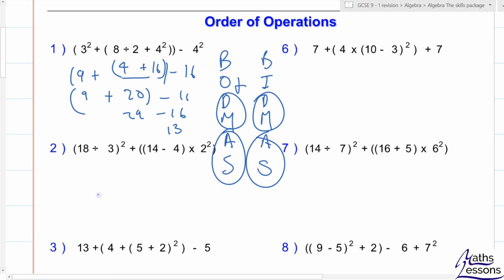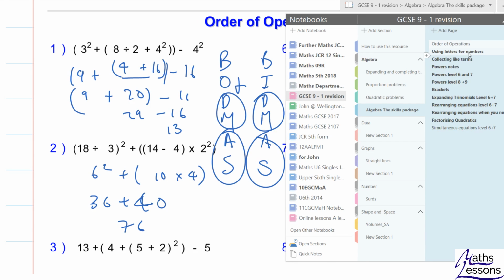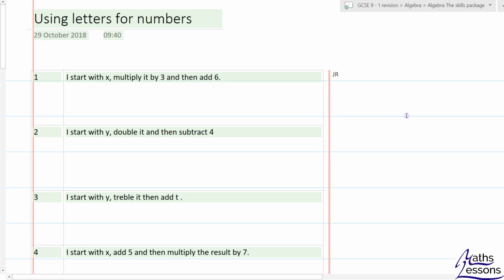Now we're going to do 18 divided by 3 inside this bracket first. So that is 6 squared. Inside of this bracket, 14 minus 4, that's 10 times by 2 squared. 6 squared is 36. 10 times 3, and then we get 6. Don't want to spend too much time on this. We're here to do more algebra, so let's go at some straightforward letters.